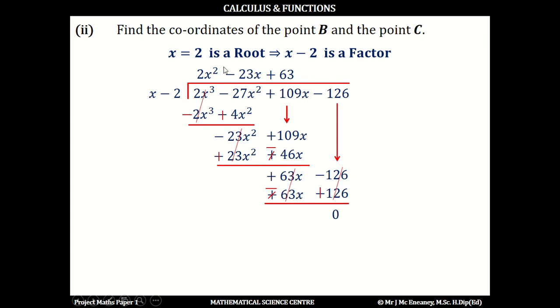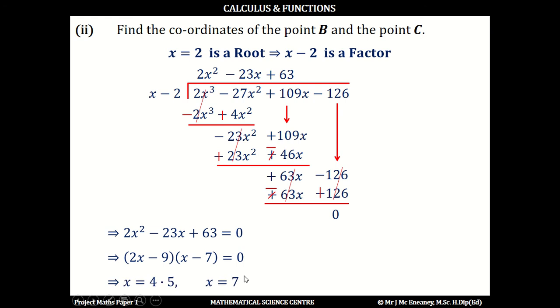So to get the other two factors, we're going to solve this quadratic expression equal to 0. So we've got 2x squared minus 23x plus 63 equals 0. Factors of 2x squared will be 2x and x. Factors of 63 will be a minus 9 and a minus 7. So if you solve these factors equal to 0, you're going to get 2x equals 9, or x is 4.5. And here x equals 7. So this means the three roots are x equals 2, x is 4.5, and x equals 7. So from the original diagram, then B is going to have coordinates 4.5, 0, and C will have coordinates 7, 0.